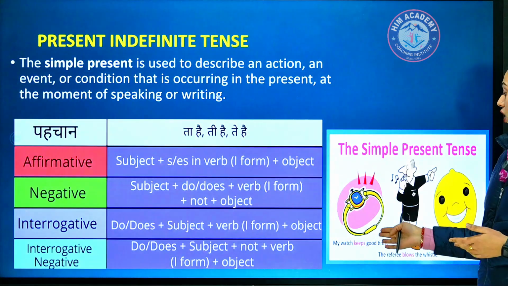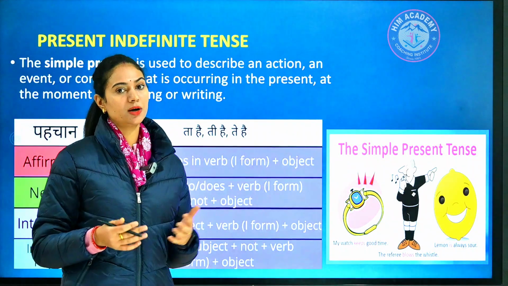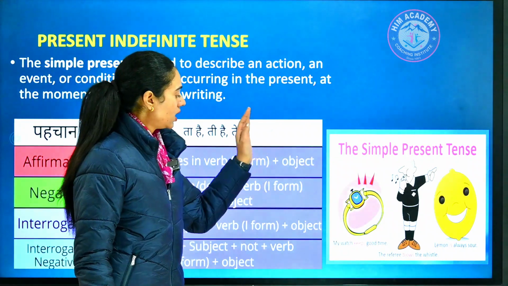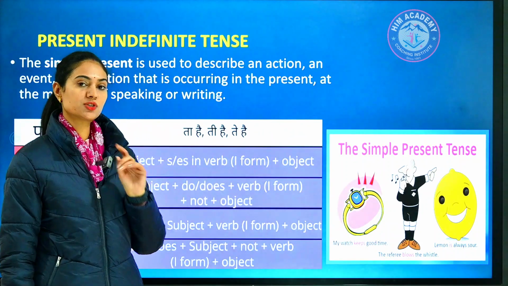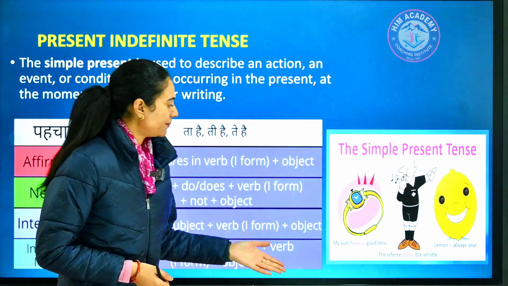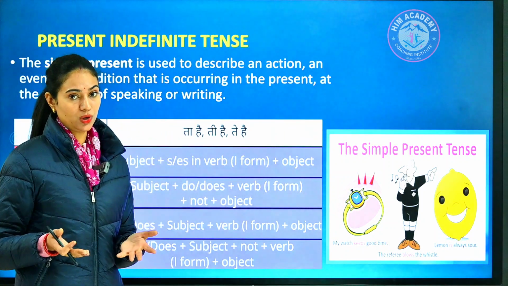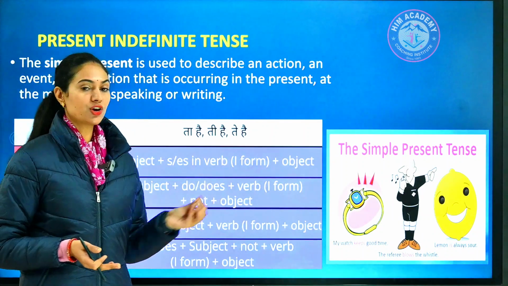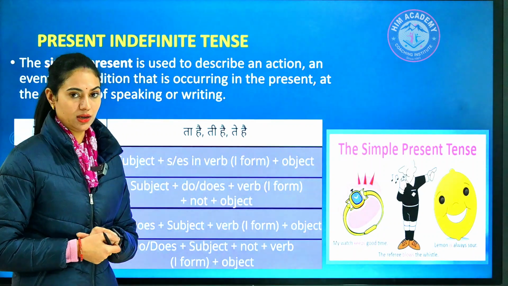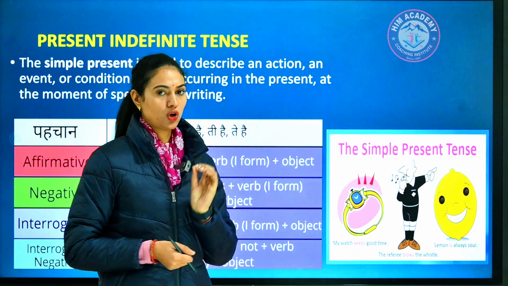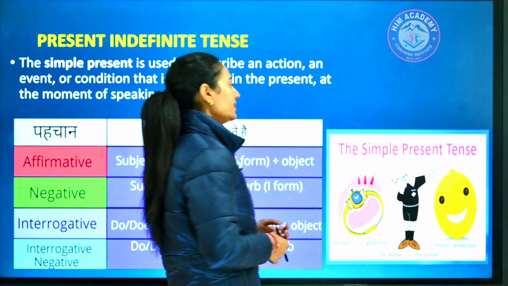We have examples here. For example, my watch keeps good time. Watch is a third person singular, so we have used keep with s or es in good time. So my watch keeps good time. In another example we have the referee blows the whistle. So the referee is the third person singular, so now we will use s or es with the verb which is blow here. So the referee blows the whistle. Third thing, lemon is always sour. So it also comes in a present indefinite tense.